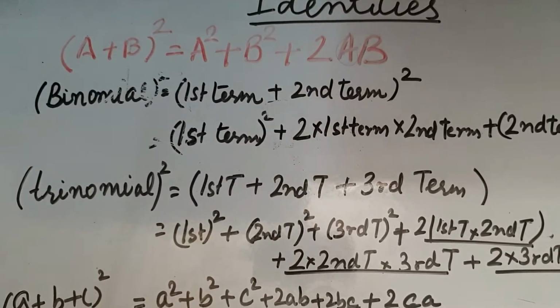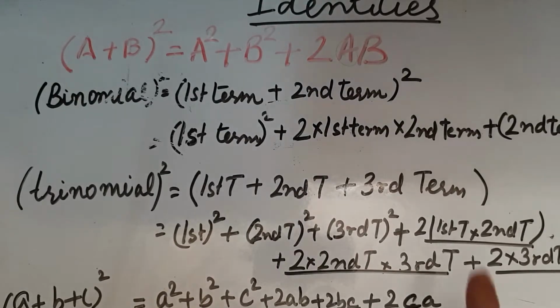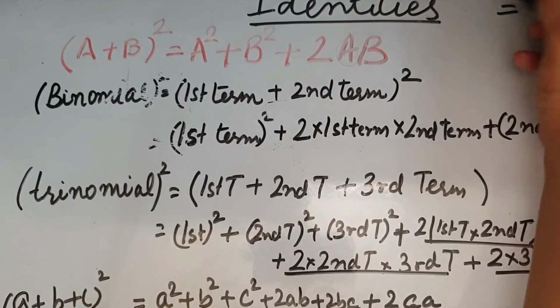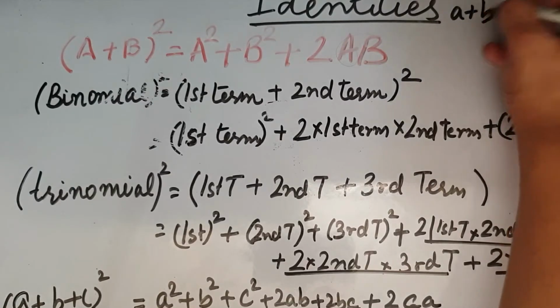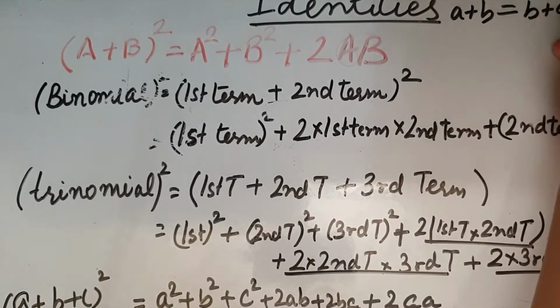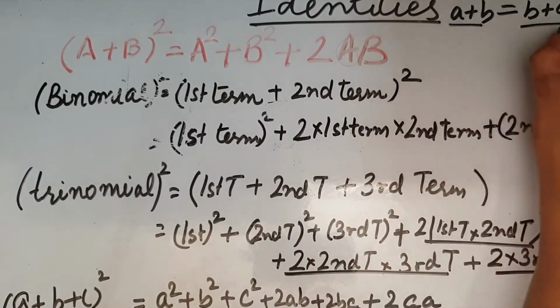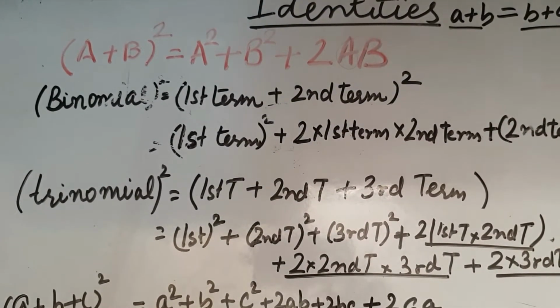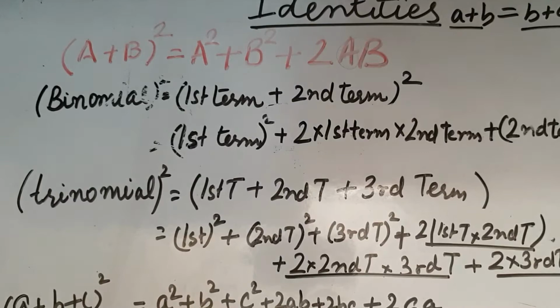Now for chapter 12, identities, we have already learnt about the special products in algebra. In the special product, what do we mean by identities? Identities means that there is an equation, like a plus b is equal to b plus a, which means that we can write the same thing in two different ways, but they will always remain the same for all values of x. They will remain the same for all the values of the variable.